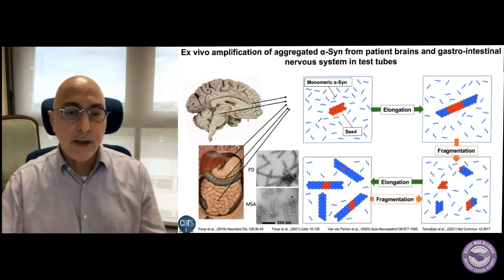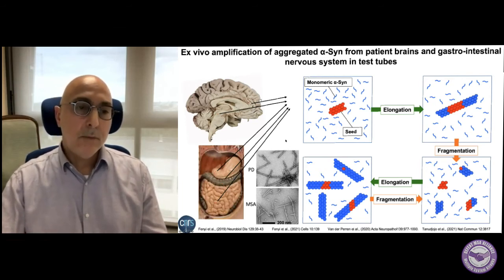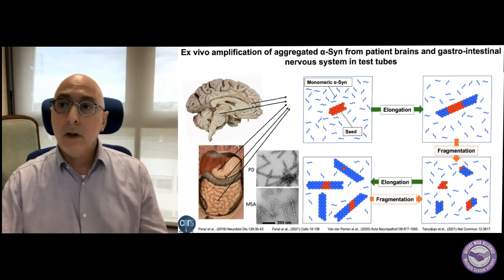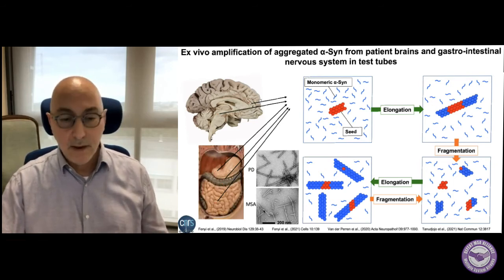At the end of the reaction, we get no fibrils with control patients, but we get fibrils with PD brain homogenate, or a gastrointestinal nervous system homogenate, and fibrils with MSA patient brain homogenate, and so on.